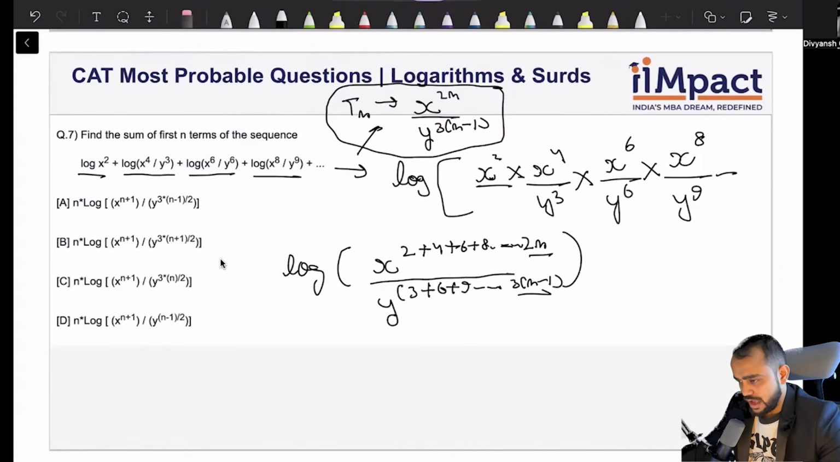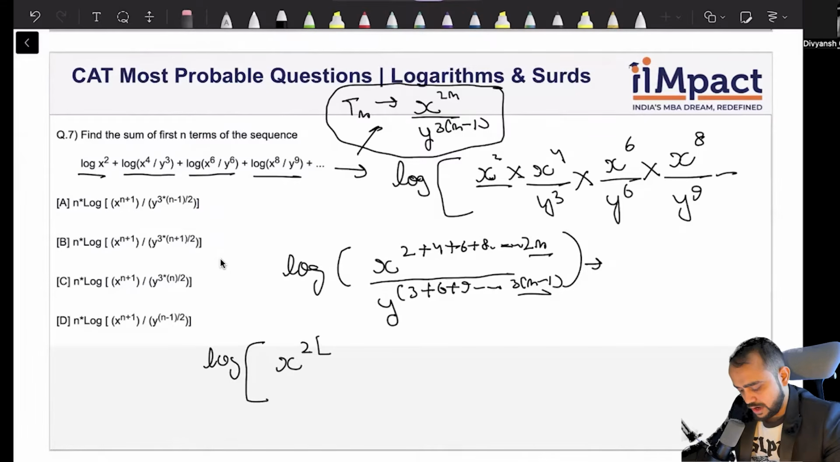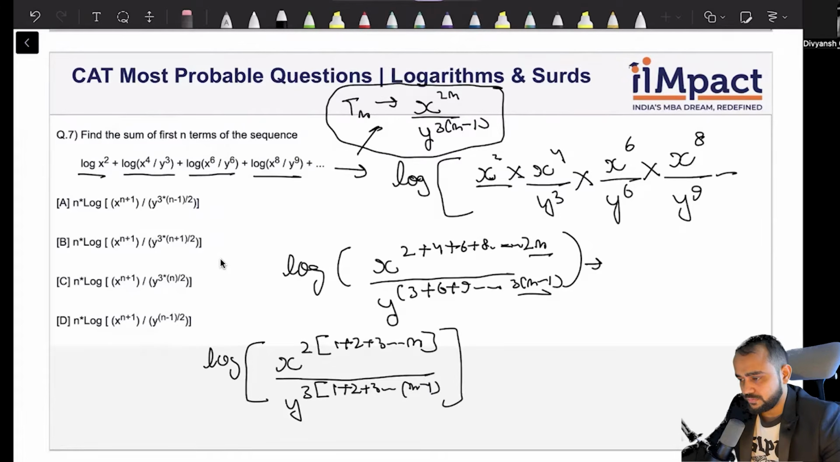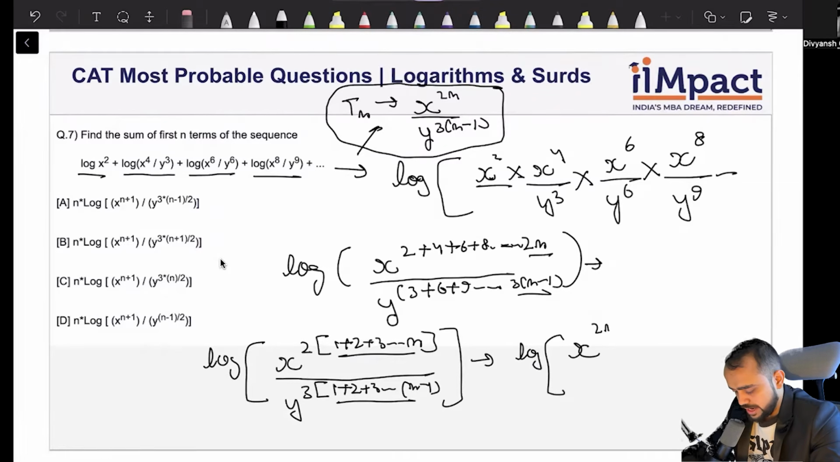Now after this it's simple. I will write this as what? Log of x to the power 2, 2 I have taken common, 1 plus 2 plus 3 till n divided by y to the power 3 into 1 plus 2 plus 3 till n minus 1. And this expression I can find, this is sum of first n natural numbers and this is sum of first n minus 1 natural numbers. So this turns out to log of x to the power 2n into n plus 1 by 2 divided by y to the power 3n into n minus 1 by 2.